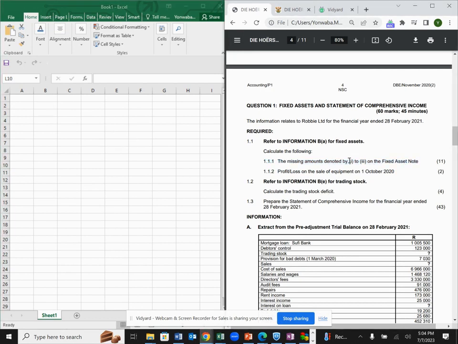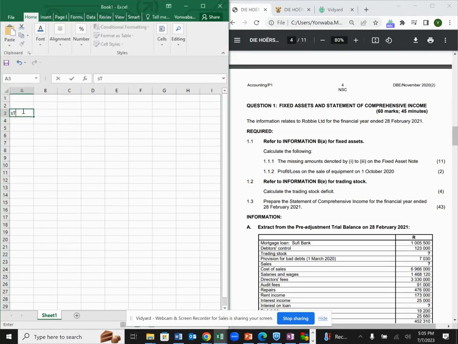Okay, so let's start. What I want you to do, guys, when you're doing your questions, is to plan. I don't want you to just go and write. I want you to plan and know what is being asked. So let's do it like this. They're saying question one: the information relates to Robbie Limited for the financial period 2021. So step one in an accounting question is a must know. Know your year end. When is this period ending? It's 28 February 2021, right?